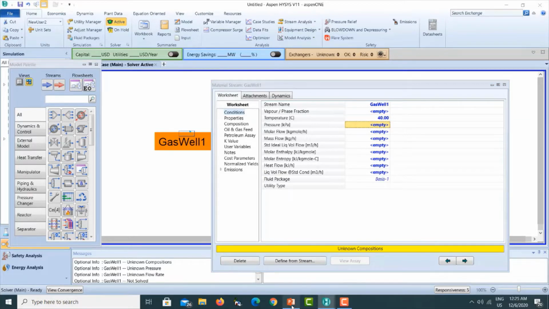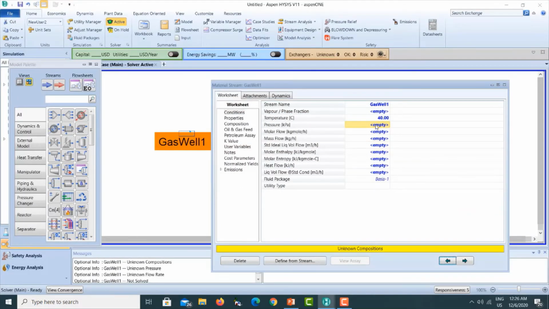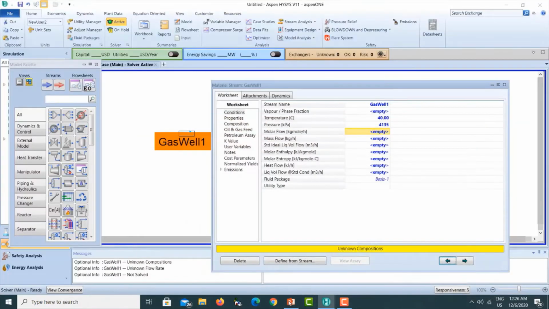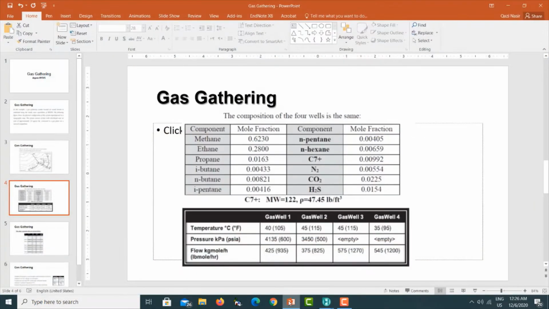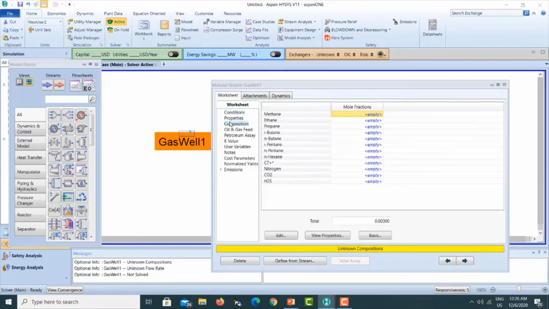The pressure is 4135 kilopascal, and finally the mole flow rate is 425 kg mole per hour. Okay, so that is done. Now we need to add the composition.